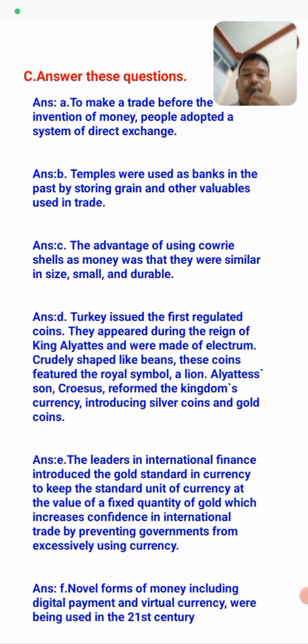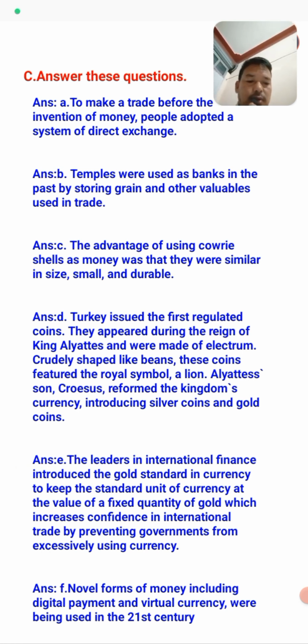Electrum is a mixture of elements, students, and the coin featured a royal symbol: a lion, there was a picture of a lion on the coin. And Alyattes' son Croesus reformed the king's currency, introducing silver and gold coins. This is how the first coins were invented by Turkey.